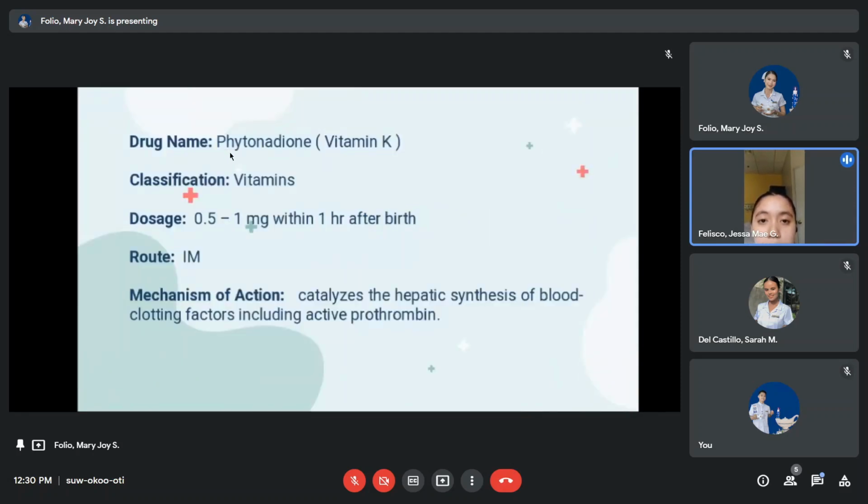Okay, another drug is phytonadione or vitamin K. So this belongs to the classification vitamins. Dosage is 0.5 to 1 milligram within 1 hour after birth. The route is intramuscular. In the mechanism of action, it catalyzes the hepatic synthesis of blood clotting factors, including active prothrombin. Next slide, please.